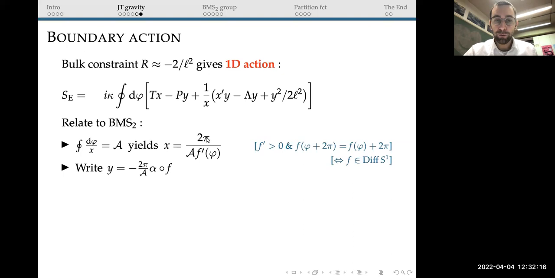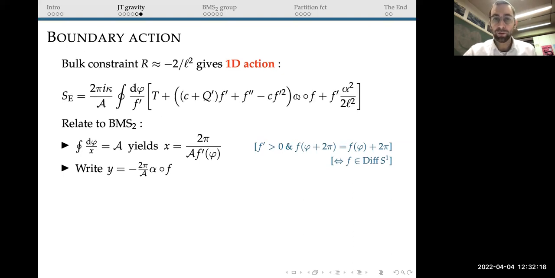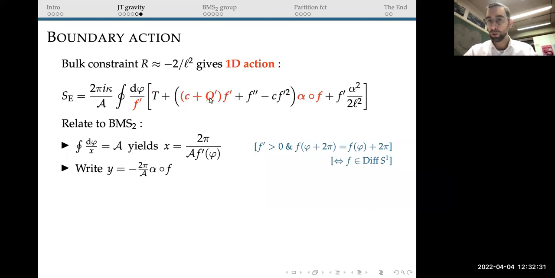If you plug those two redefinitions into this action here on top, you find a rather complicated expression for the action. A few comments. The term t over f prime is a remnant of t times x, which we had earlier in the action. This c plus q prime is just what I called p earlier, and so p times alpha is what I really called p times y. So you see that those terms are the same, tx minus py, as before. And then there's a bunch of these other terms.